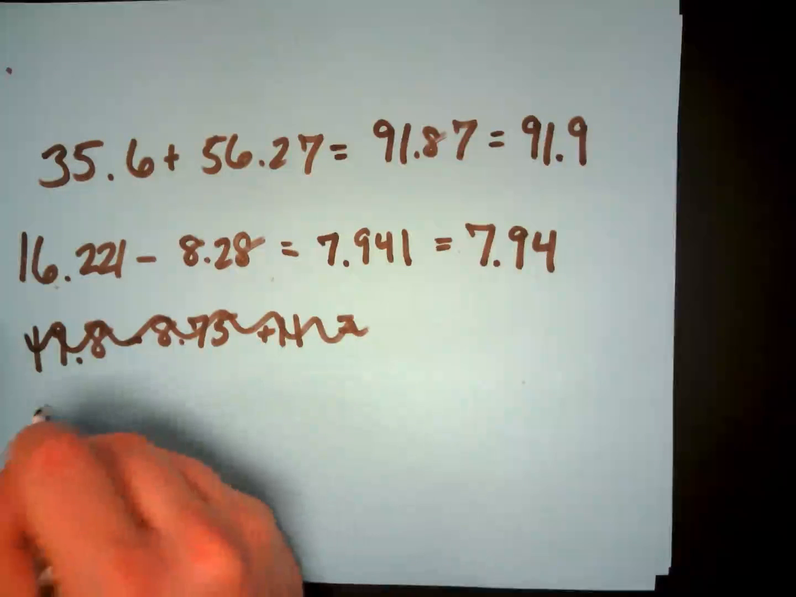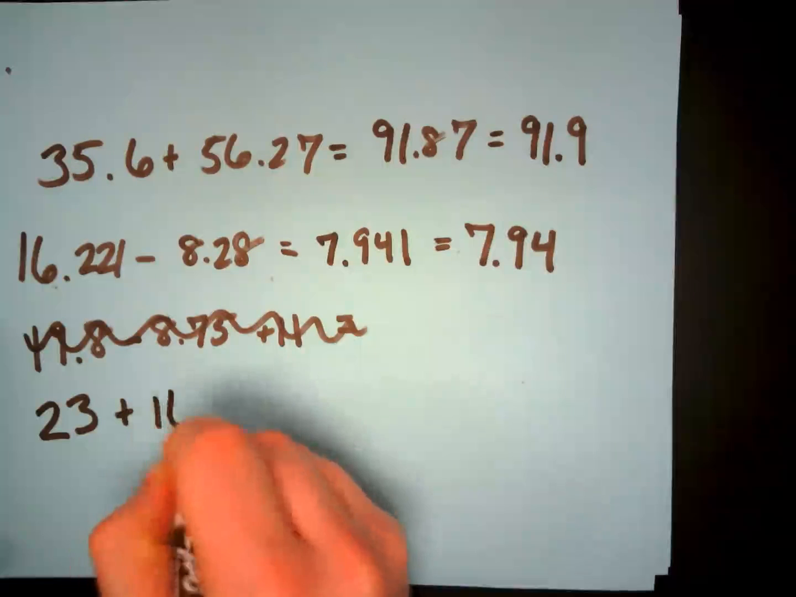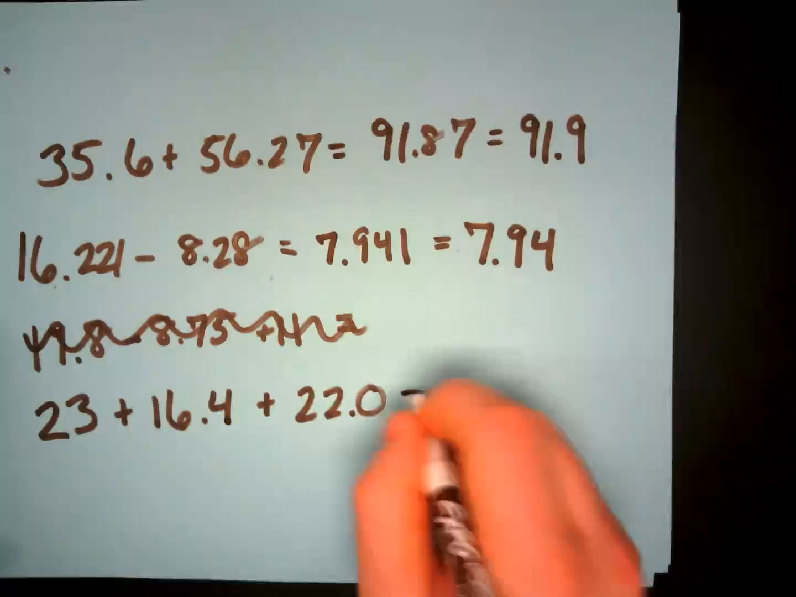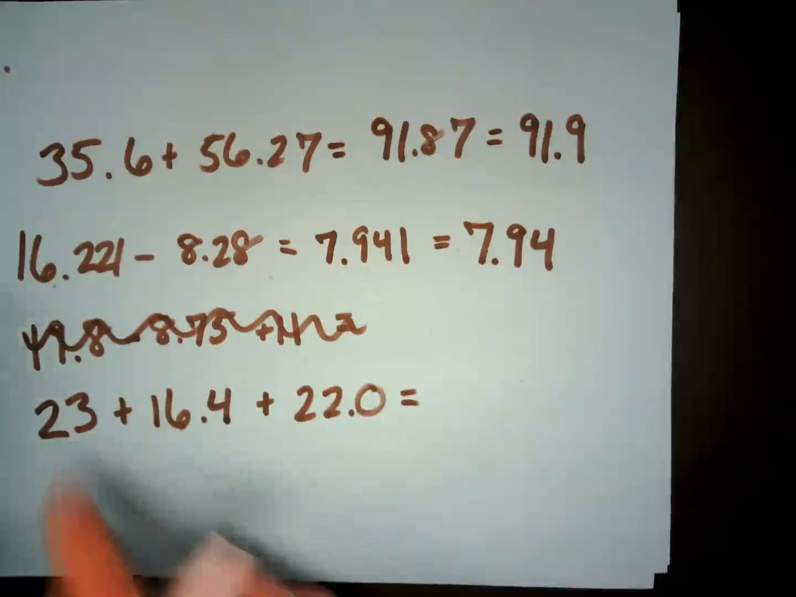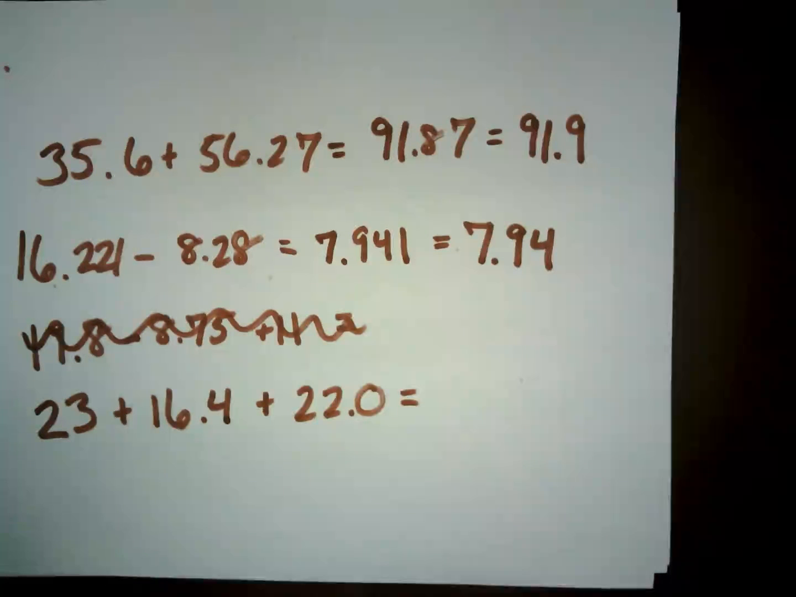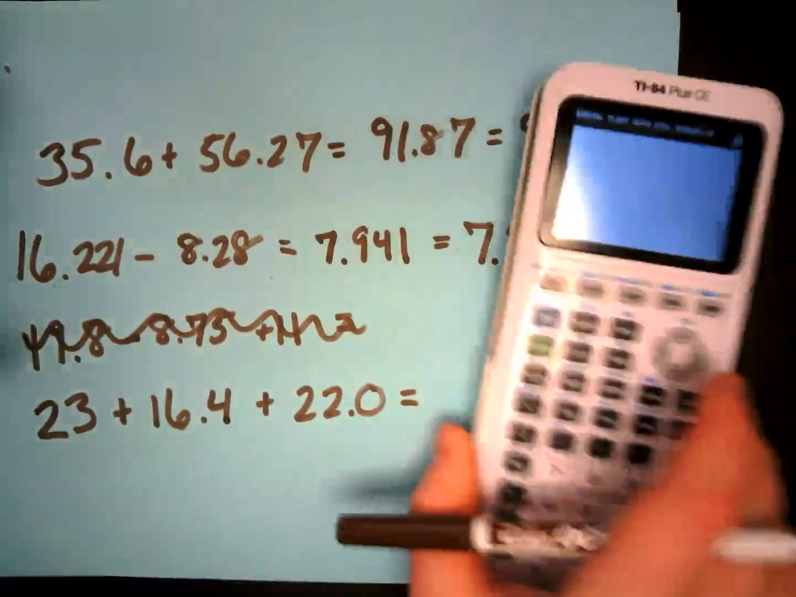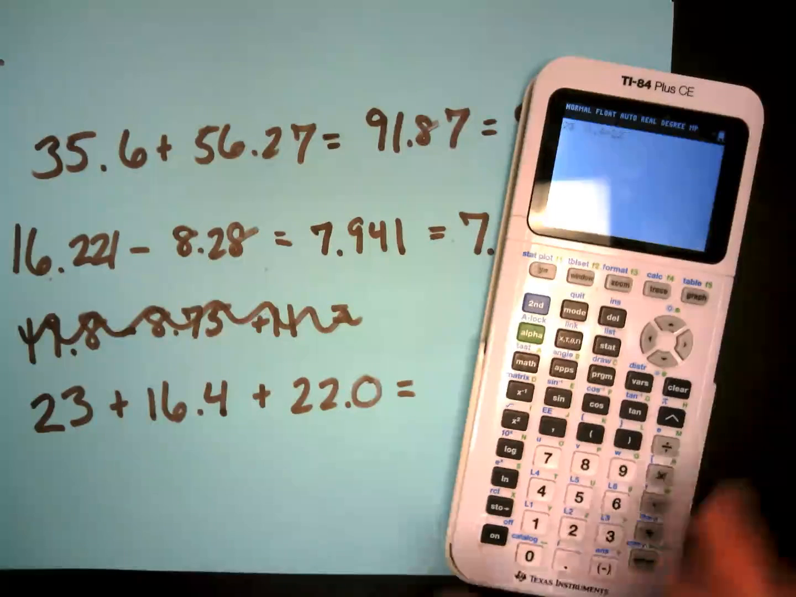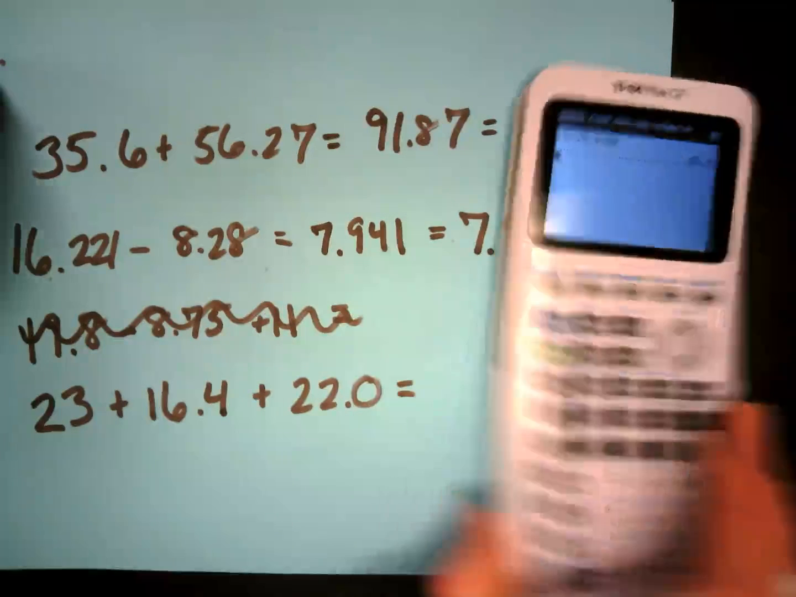Let's do a little simpler one: 23.16.4 plus 22.0. So here we've got one that does not have a decimal in it. Let's go ahead and see what we have to do here. Let's just plug this in, 23.16.4 plus 22.